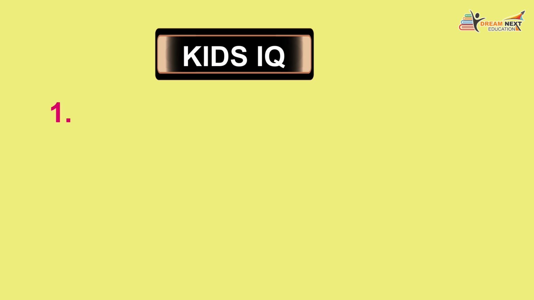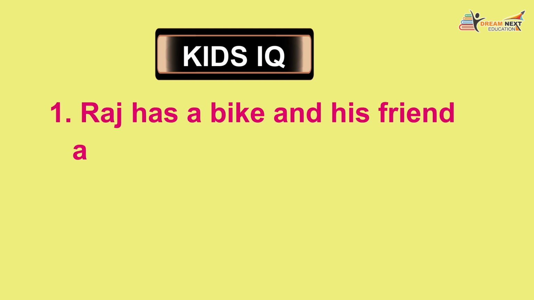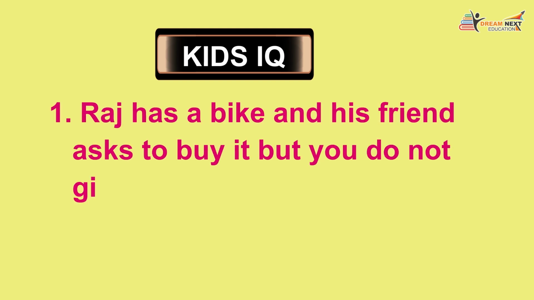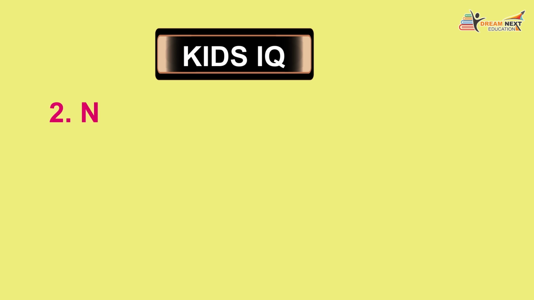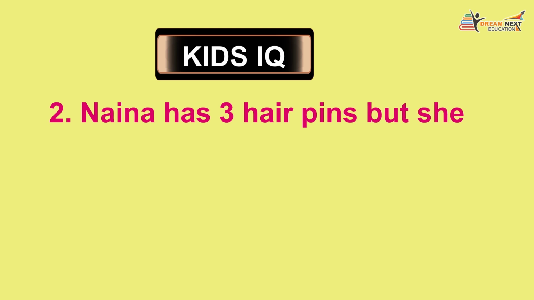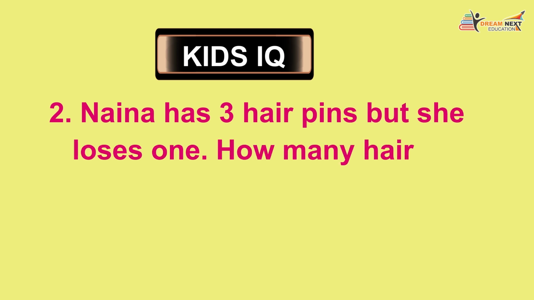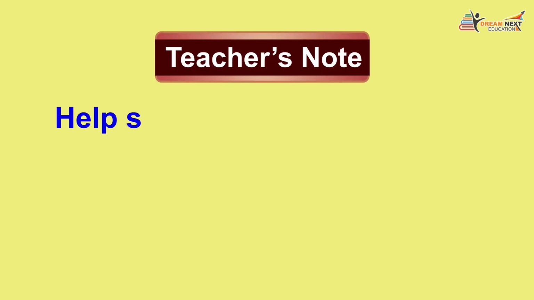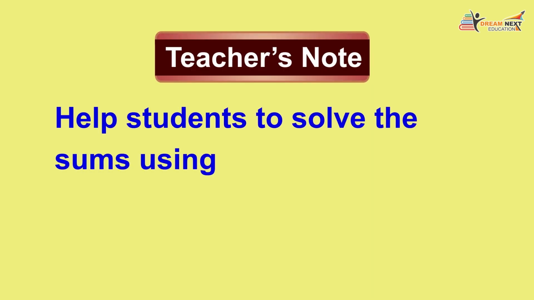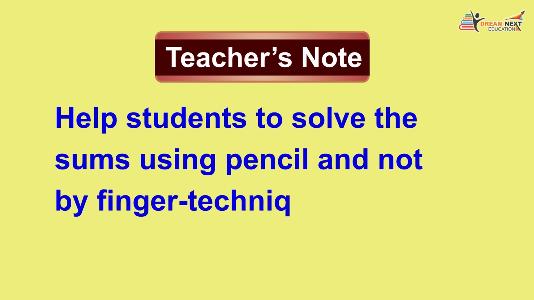Kids IQ. 1. Raj has a bike and his friend asked to buy it. But he does not give his bike, then how many bikes is Raj left with? 2. Nana has 3 hairpins, but she loses 1. How many hairpins is she left with? Teacher's note. Help students to solve the sums using a pencil and not by the finger technique.